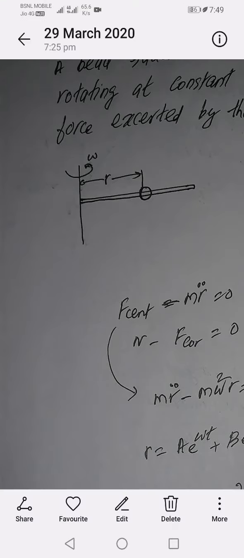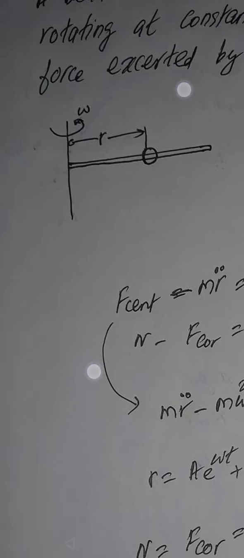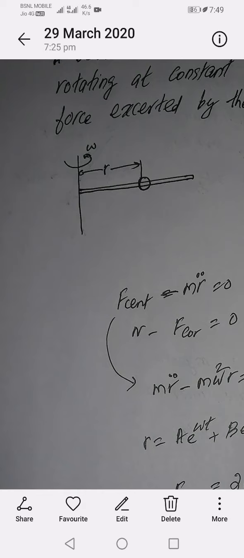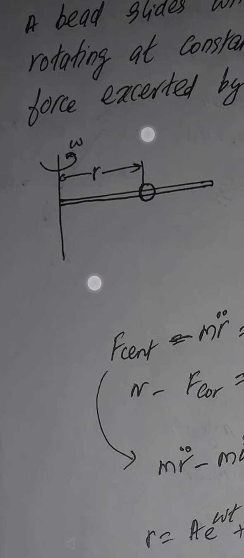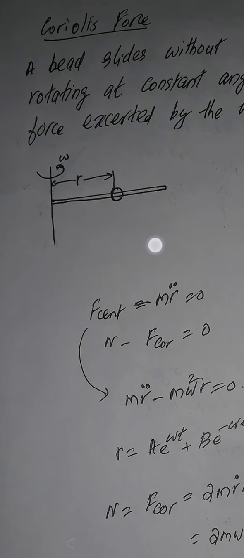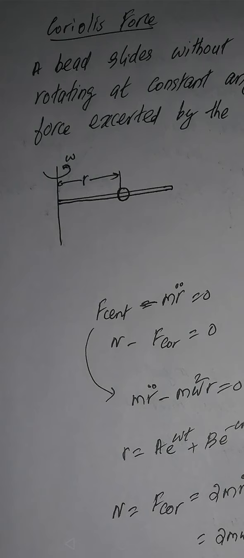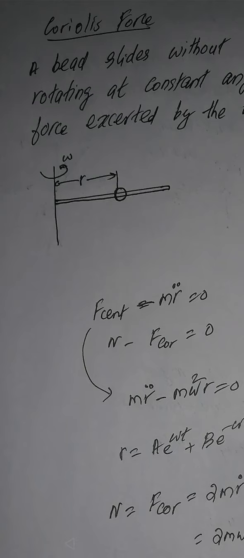This is the R direction, and the wire rotates about its x-axis with an angular velocity omega. This is the problem. What I want to know is, what is the force exerted by the wire on the bead? That is what I want to know.